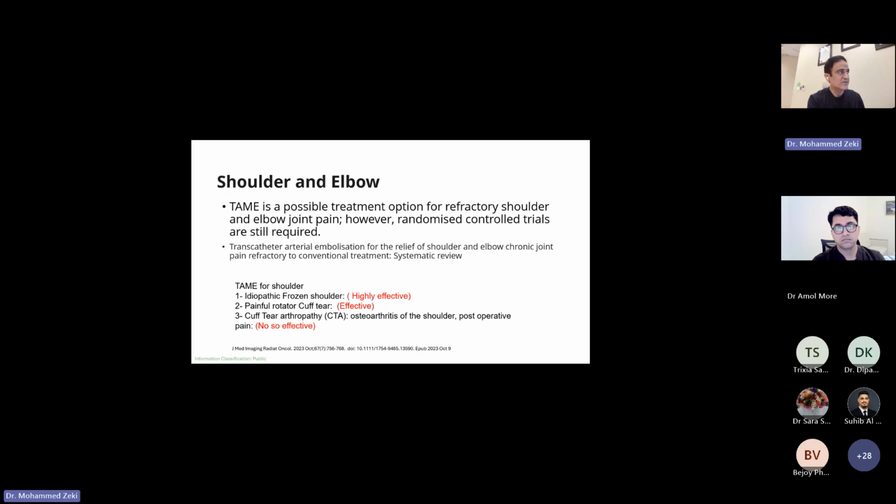It's highly effective. The painful rotator cuff tear, which occurs in younger patients, again has an inflammatory process to it, and they also respond to embolization. However, cuff tear arthropathy, which happens in an older age group, these patients actually don't respond to embolization. So patient selection is very important.